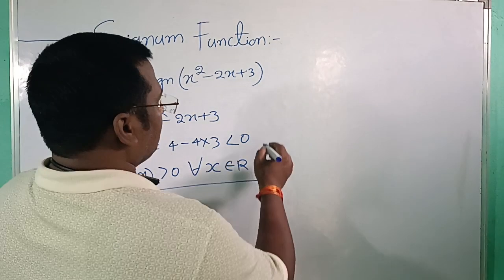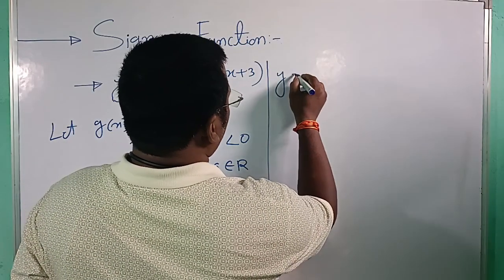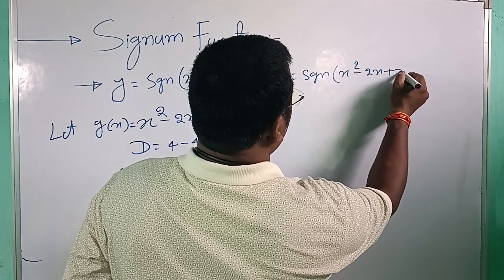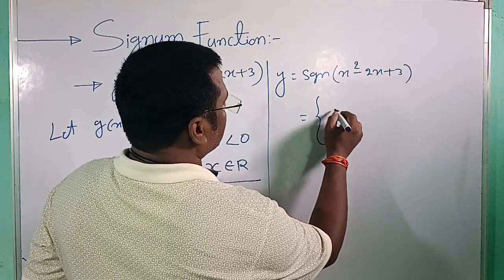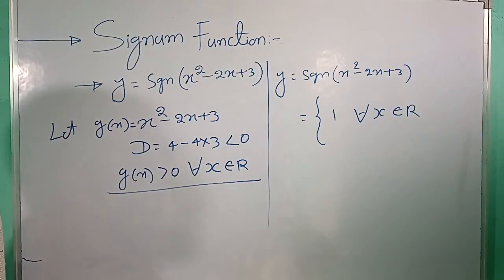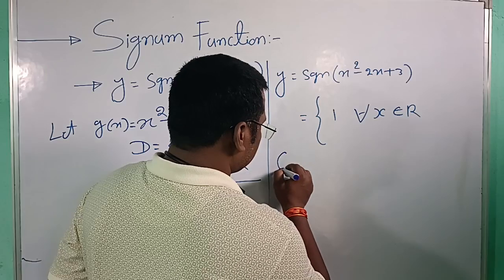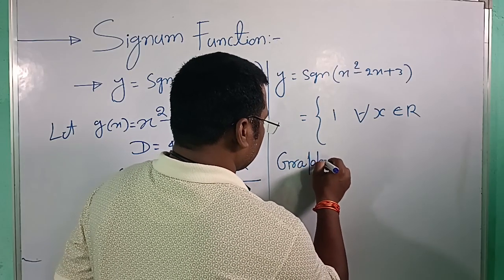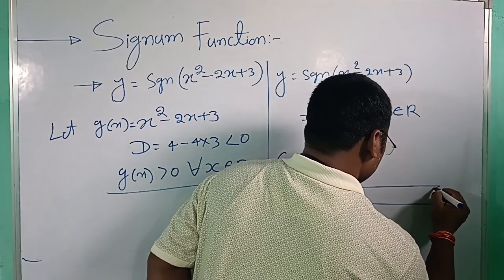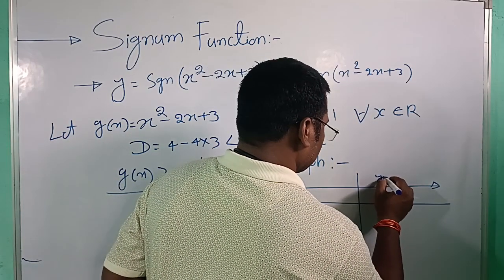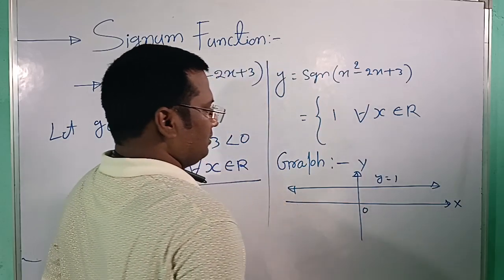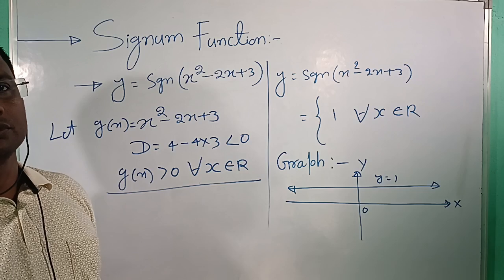Okay, so y equal to sgn of (x square minus 2x plus 3) will be 1 for all x belongs to R. Okay, so its graph will be y equal to 1 for all x belongs to R. Write down.